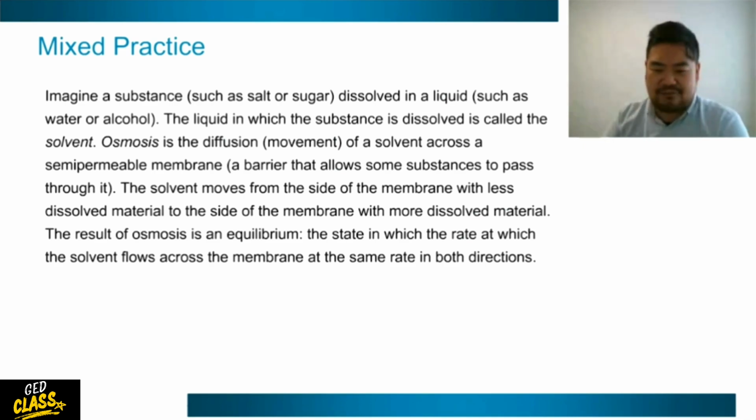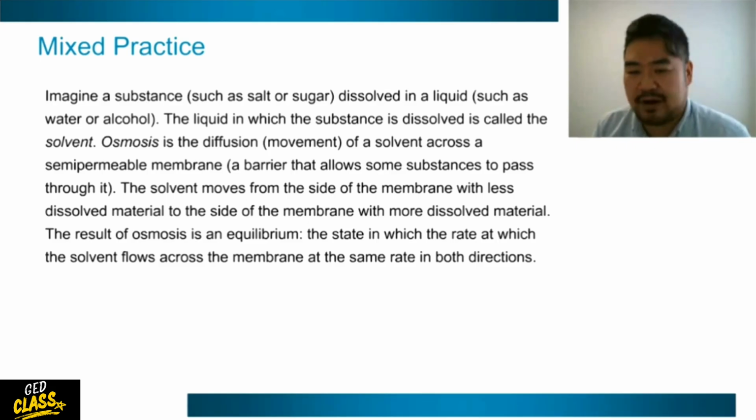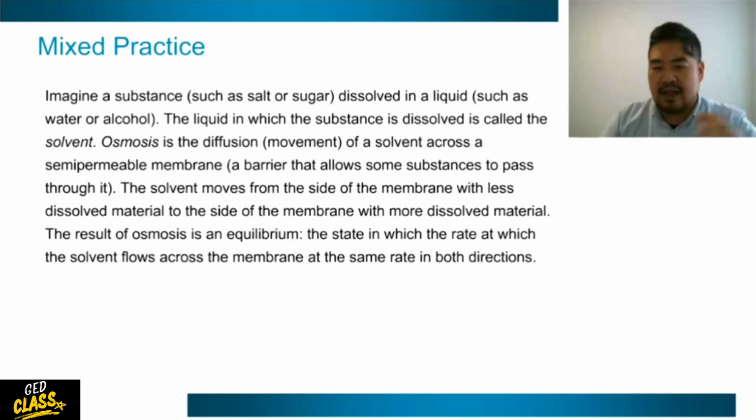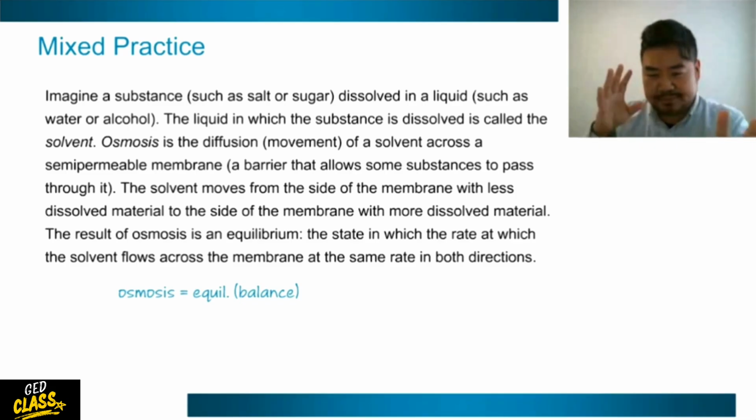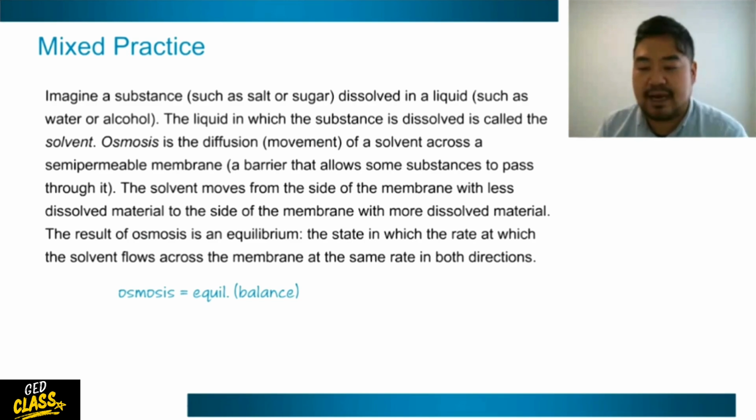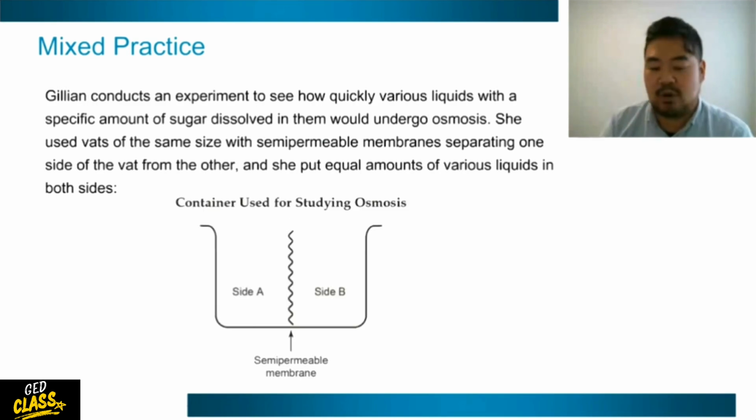So there's a lot of stuff going on here, right? But basically, we're just indicating here that if there's some sort of substance dissolved in a liquid, osmosis is the movement of a solvent across some sort of membrane. Basically the idea behind osmosis is to create some sort of equilibrium. So osmosis basically means a balance, where the solvent flows across the membrane at the same rate in both directions.